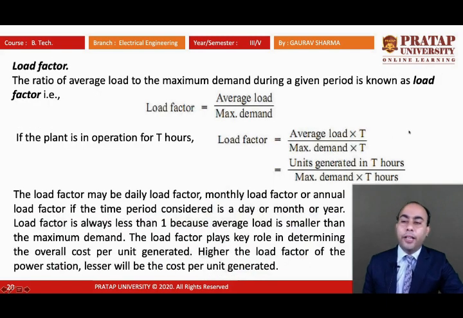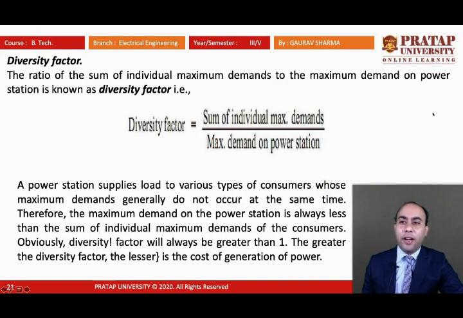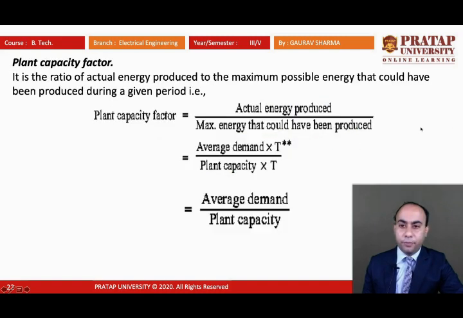Then the load factor: the ratio of average load to the maximum demand during a given period is known as the load factor. The load factor is the ratio of the average load to the maximum demand. Diversity factor is the ratio of the sum of individual maximum demands to the maximum demand of the power station. So diversity factor is the sum of individual maximum demands divided by the maximum demand on the power station.